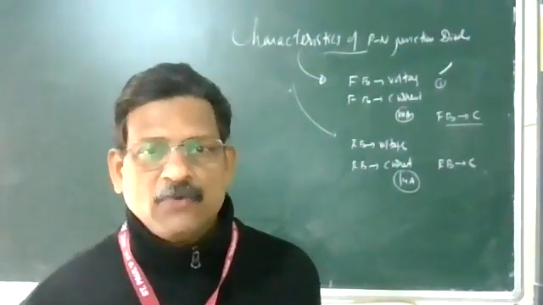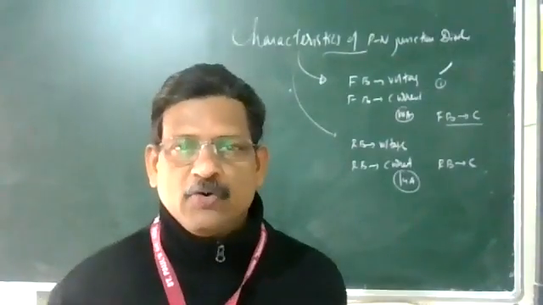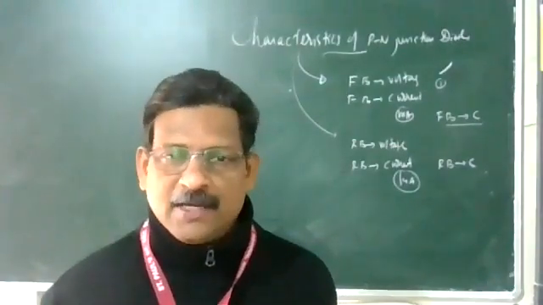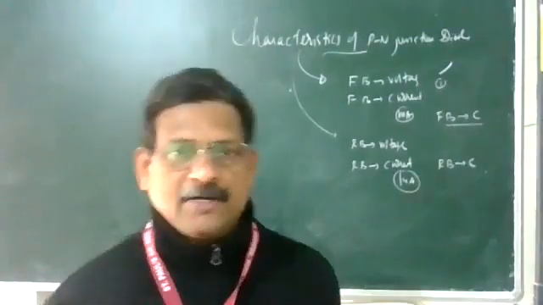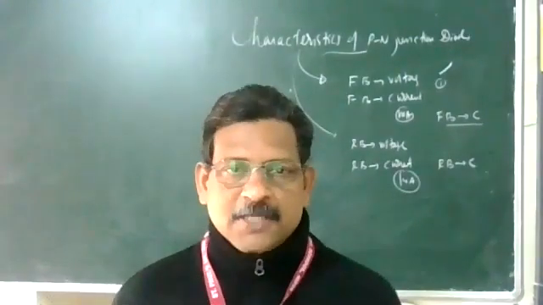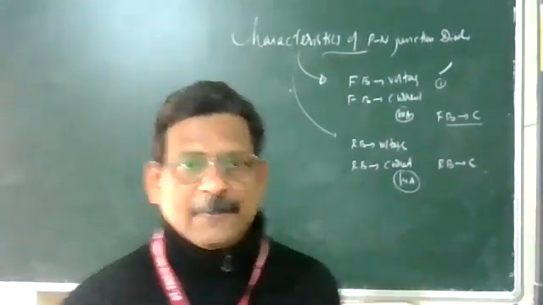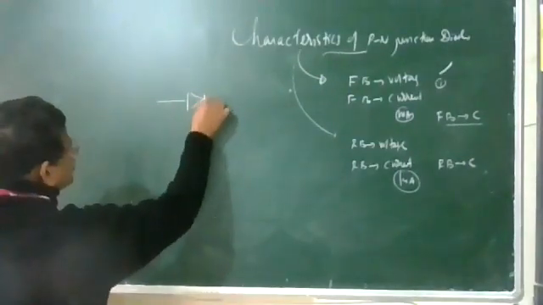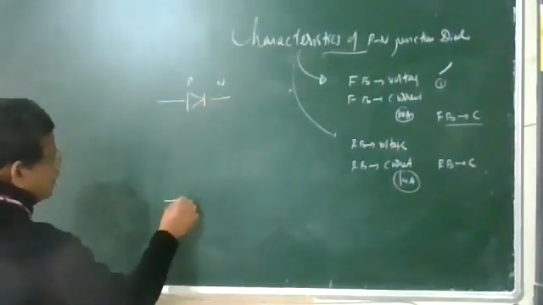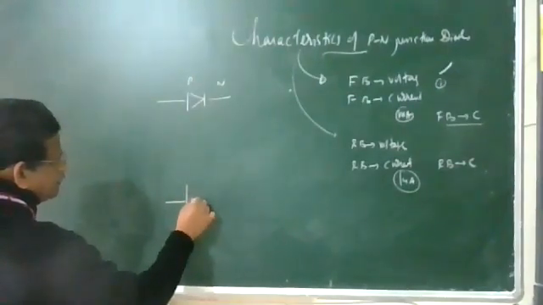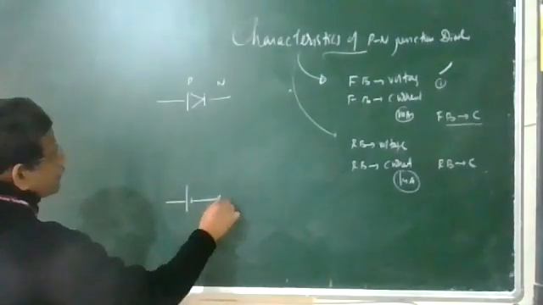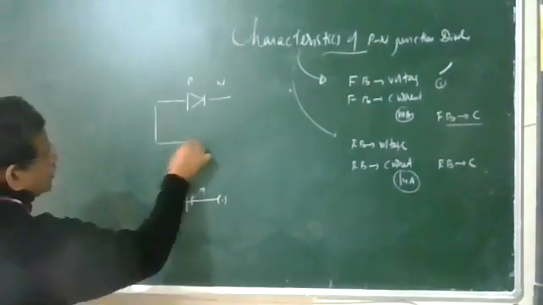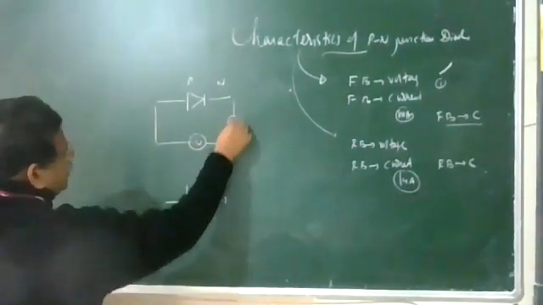So characteristics means the graphical representation between different voltages and current. There are two characteristics. One is the forward characteristic, a graph between forward bias voltage and forward bias current. The second one is reverse bias voltage and reverse bias current. For that, we can see the circuit diagram. We have the diode, P side and N side, and the battery connection. This is a variable one. We can change the battery connection, and here we connect a voltmeter, and here we connect an ammeter.